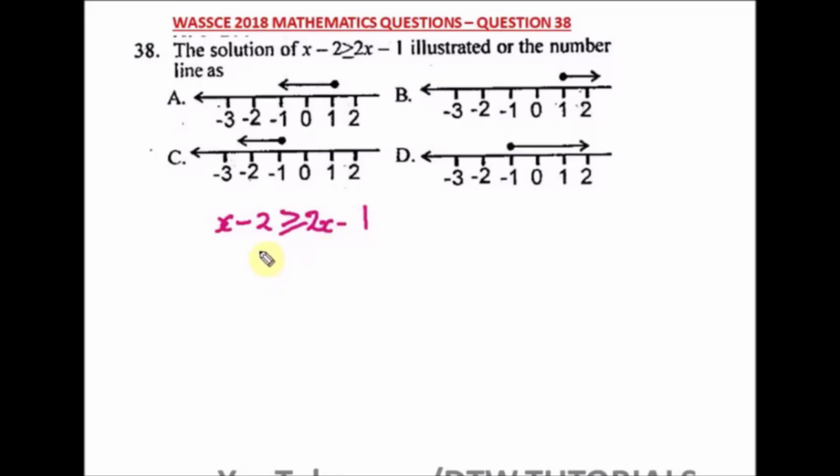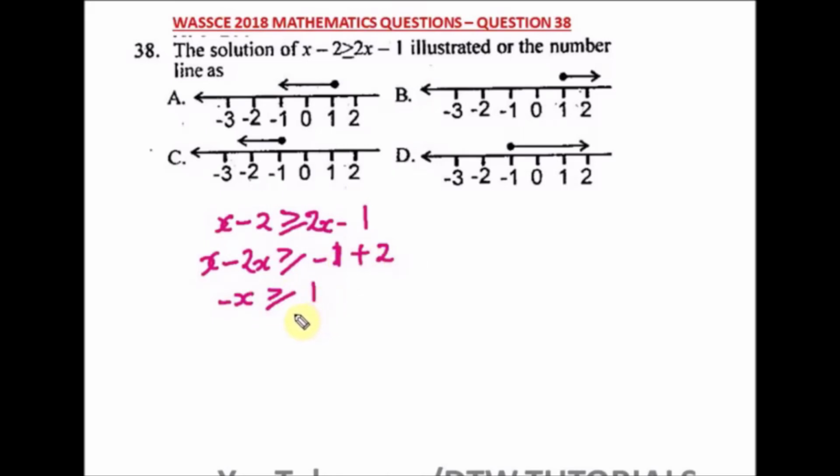Okay, so from here, what do we do? Let's take x to one side and bring the numbers to another side. Let's take 2x here and bring minus 2 to this side. So we have here x. Bringing 2x to this other side will turn to negative x greater than or equal to. Bringing minus 2 to this side, we have minus 1 plus 2. So what is x minus 2x? That will give us negative x greater than or equal to. And what is minus 1 plus 2? That will give us 1.